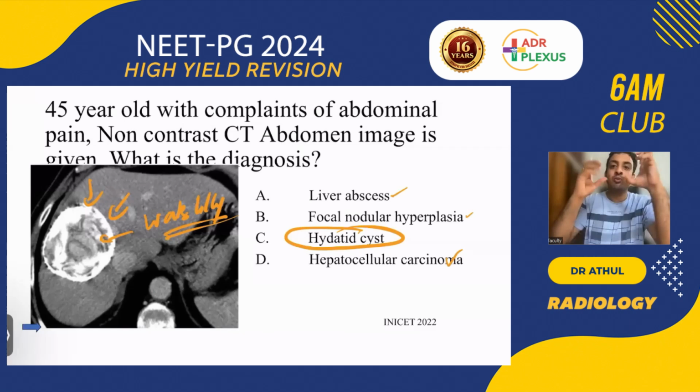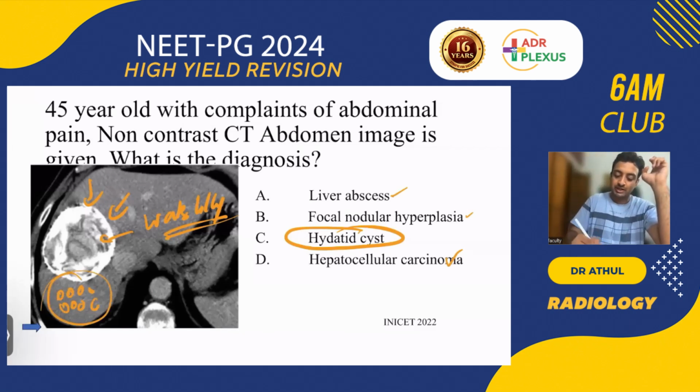Sometimes there will be honeycombing-like multiple cystic lesions in a hydatid cyst. So these are the manifestations of hydatid cyst. That is called the honeycomb sign.